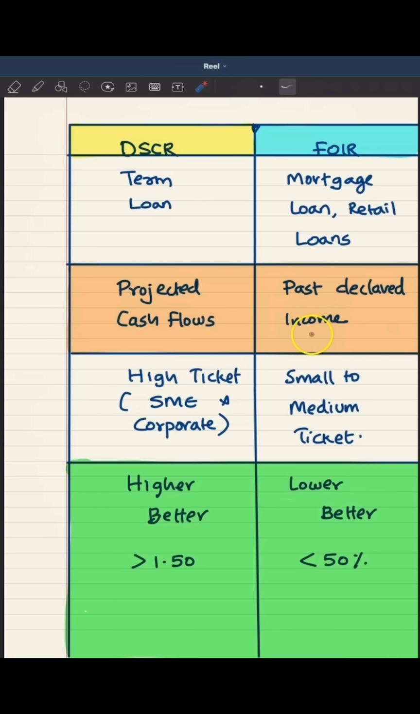Let's say for example, in the past 3 years, the average income is 100 lakhs. That is, the average income for the analysis purpose is 100 lakhs. Then for the future also, it will be considered as 100 lakhs only. And with this, whether the borrower will be able to repay the loan or not, that will be measured in FOIR. But that is not the case with DSCR.